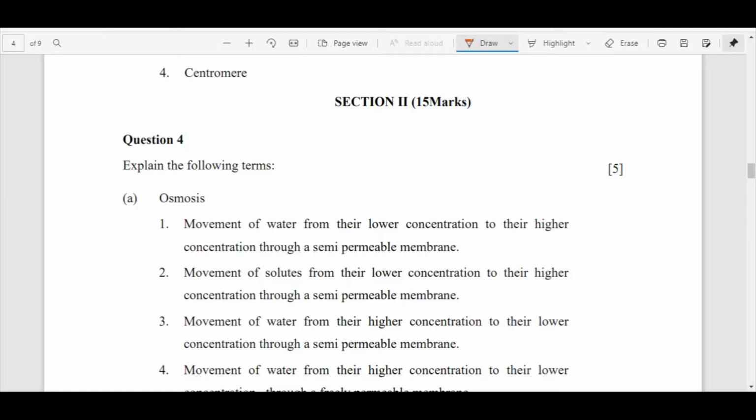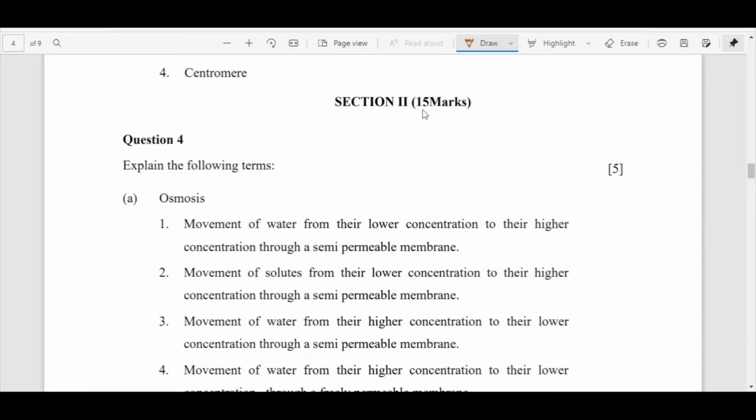So students, I am back with the remaining specimen paper that we were supposed to solve. In the previous video, we have completed section 1 of the biology specimen paper. Now today we are going to solve section 2 and section 3. So like section 1, section 2 also carries a total of 15 marks.